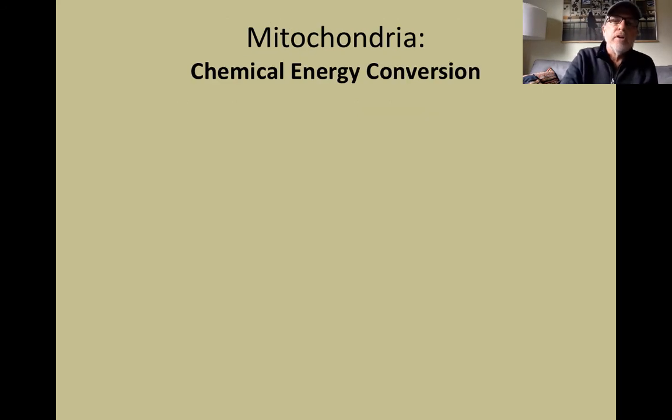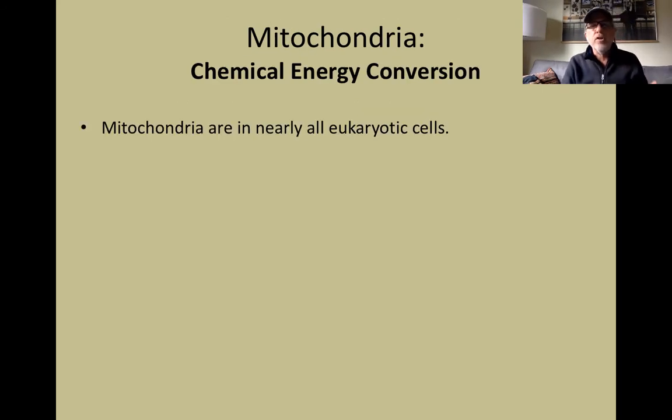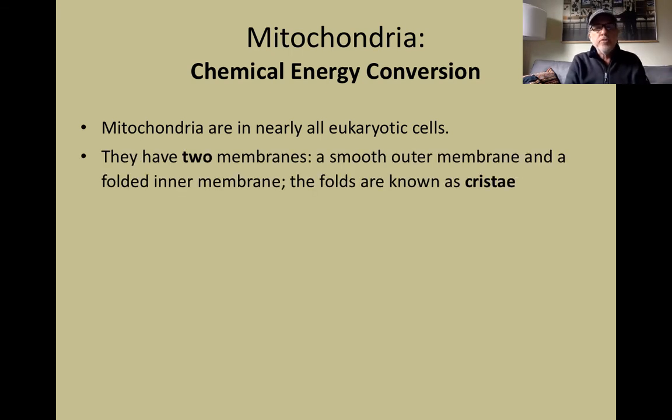Let's now look at mitochondria. Mitochondria are found in almost all eukaryotic cells. They have two membranes, an outer smooth membrane, and then an inner membrane that contains many folds, and the folds are known as cristae. And what I'm going to do here is first describe it to you, and then I'm going to show you a picture. So we'll go over all this twice.